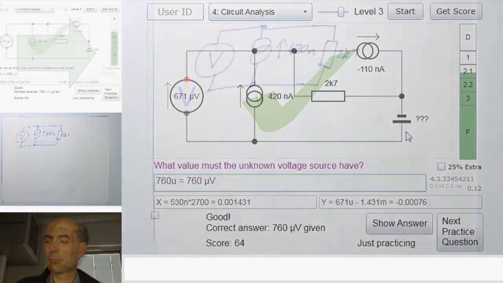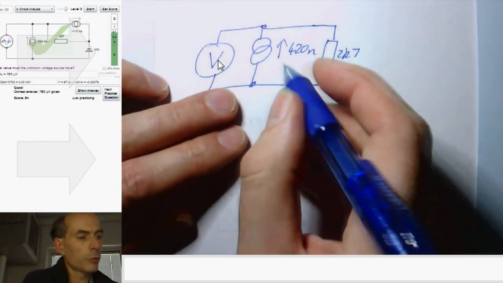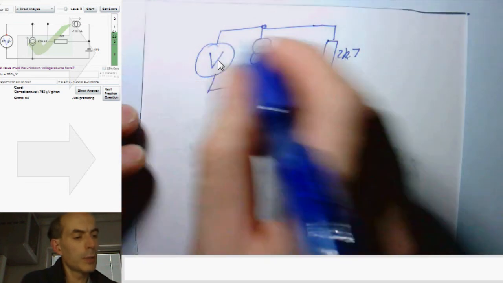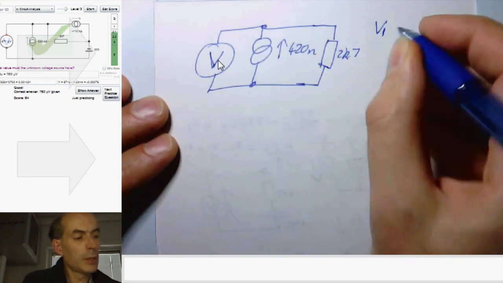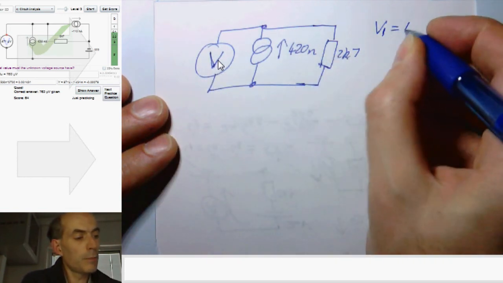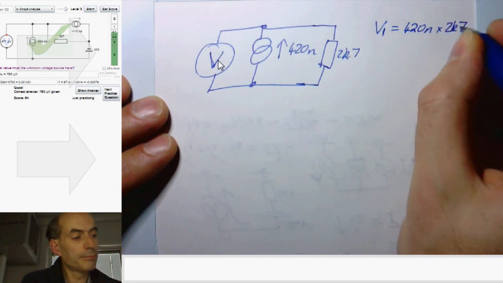this. Right, now with that circuit it's quite easy to work out what the voltmeter should read, because we have a current of 420 nanoamps flowing through this resistor here. So that would be a contribution to V, I'll call it V1, that's the reading of the voltmeter in this circuit, would just be 420 nanoamps times 2K7.